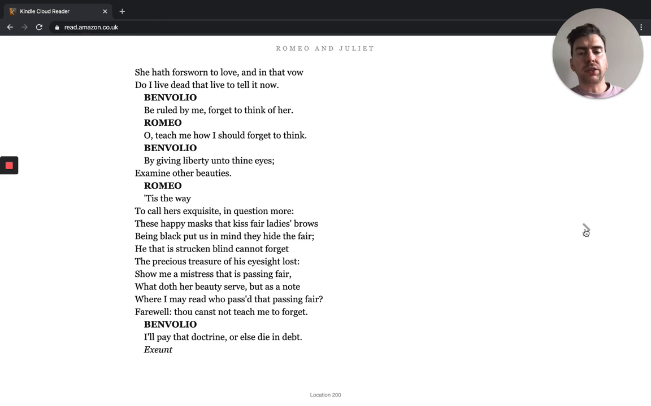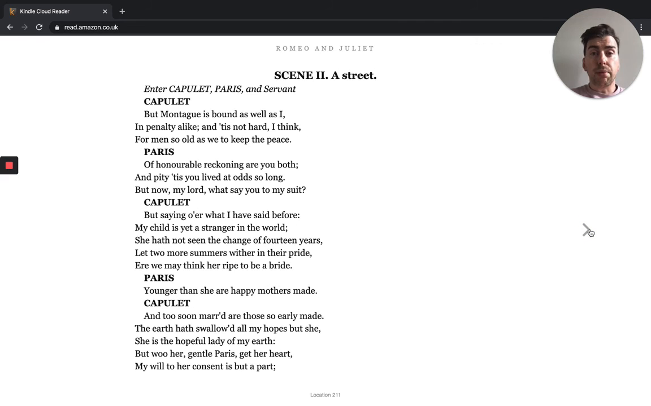Show me a mistress that is passing fair, what doth her beauty serve but as a note where I may read who passed that passing fair? Farewell, thou canst not teach me to forget. I'll pay that doctrine, or else die in debt. Exeunt.